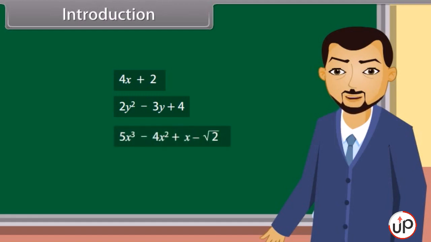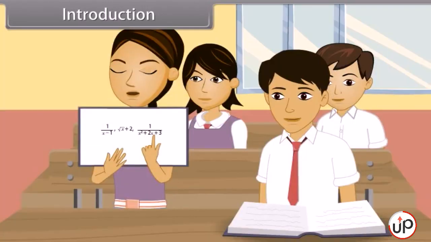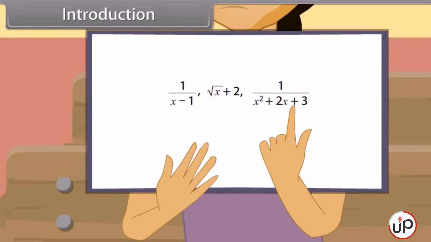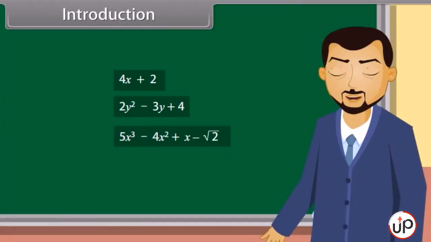And 5x cube minus 4x square plus x minus square root 2 is a polynomial in the variable x of degree 3. Teacher, is this expression a polynomial? No, none of these expressions is a polynomial. Today we will learn about polynomials in detail.